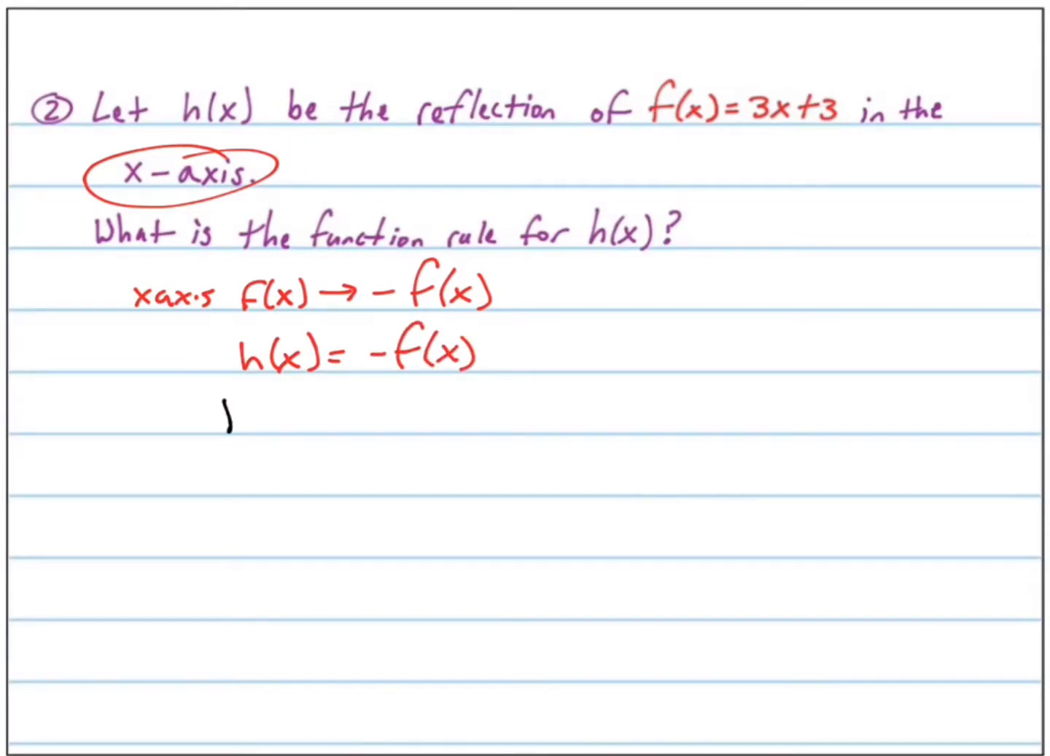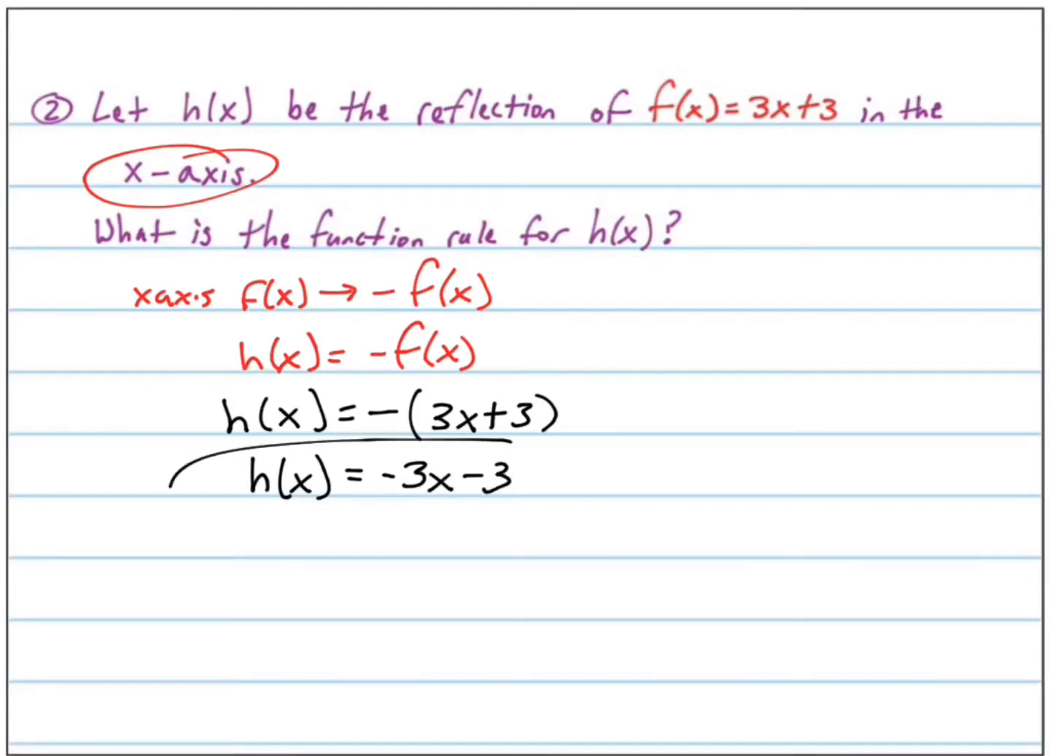So if we're going to calculate this function, we're going to have h of x equals, well, what's our f of x expression? 3x plus 3. So we have h of x equals, and this time we need to take the 3x plus 3 and change the sign by putting a negative outside of the entire thing, instead of just the x's in this case. Because we need to change all of f of x because this is what it represents. So when we're going over the x-axis, we're changing everything. So when we simplify this down, h of x would equal negative 3x minus 3.